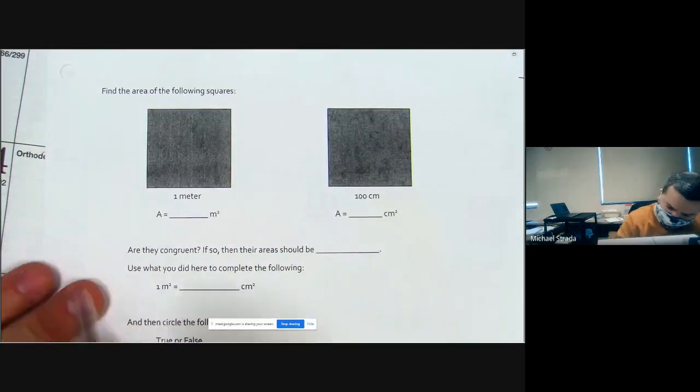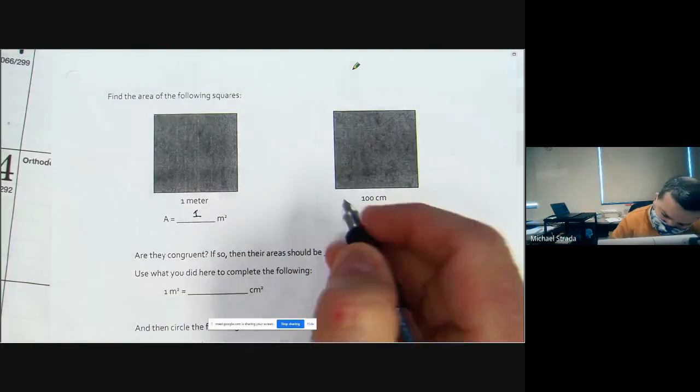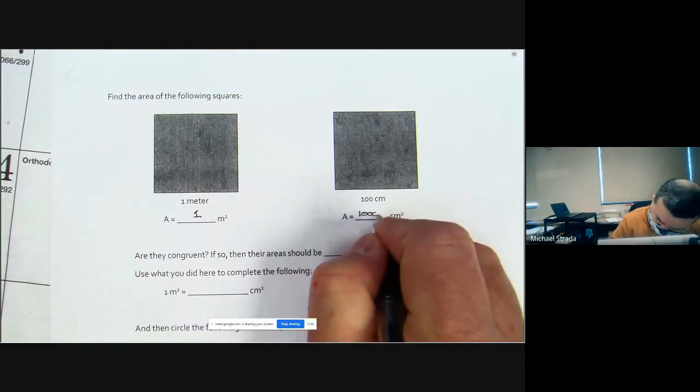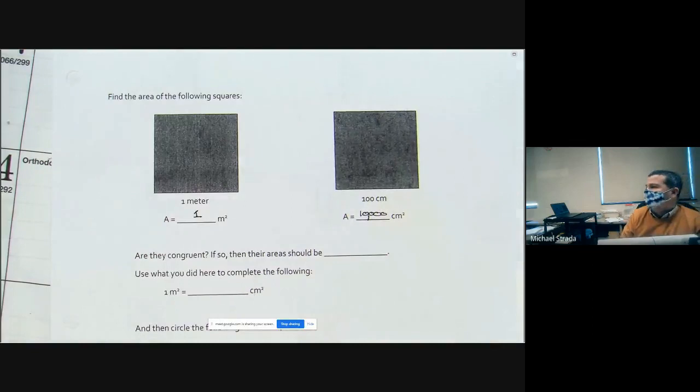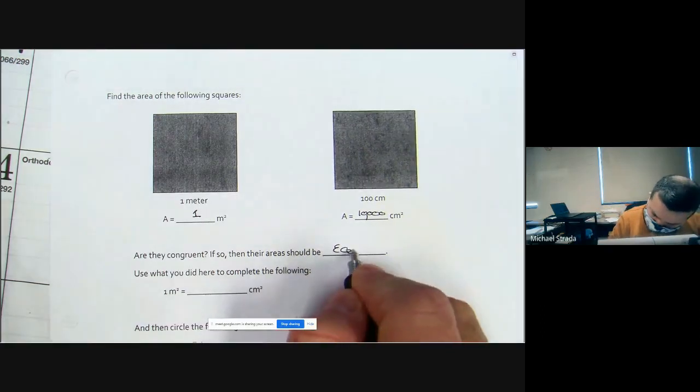Let's see how we did. Everybody good with the area being 1 square meter? Everybody good with the area there being 10,000 square centimeters? Are they congruent? If so, then their areas should be what? Whenever we have congruent figures, what should be true about their areas? Equal. Good job. They should be equal.